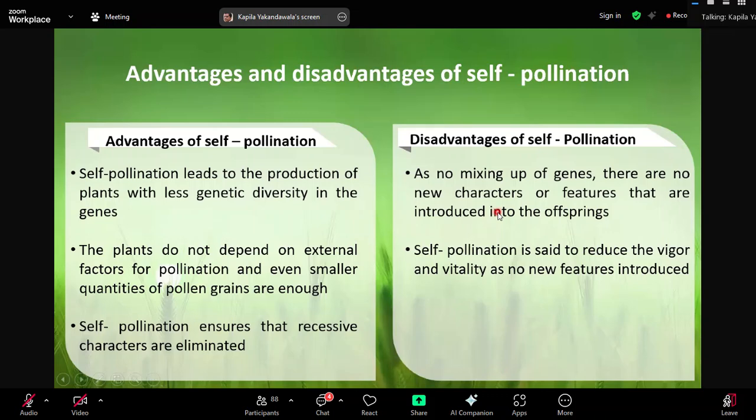So what will happen? If there's a disease outbreak, new disease outbreak, all the population can be wiped out.